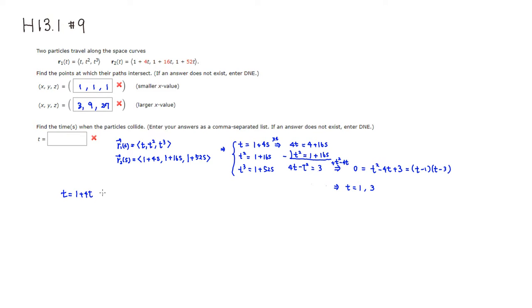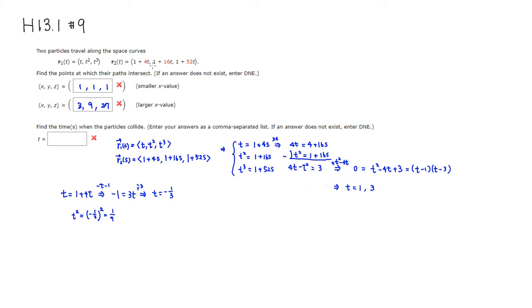This gives us, subtracting t and subtracting 1, negative 1 is equal to positive 3t. Dividing through by 3, we get t to be negative 1/3. Then, with t negative 1/3, the second component of the first curve is t squared, so t squared is equal to negative 1/3 squared, which is 1/9.